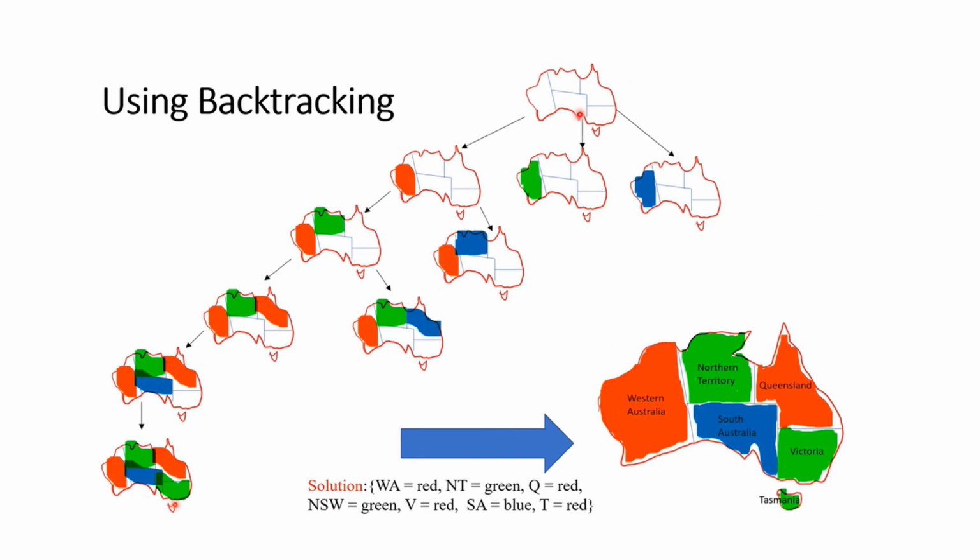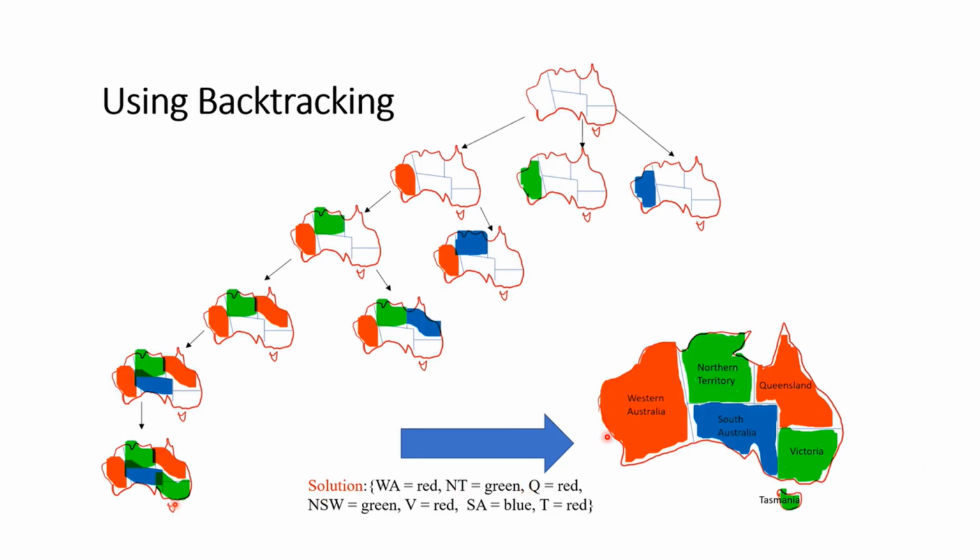Let us start from the beginning. Here there are three colors. If you are using red here, then for the next state we should use either green or blue. If it is red, then the next region can be either green or blue. If it is green, then the next region should be blue only. If it is red, then here we should use only blue. If it is blue, then here we can use only red. Like that we can backtrack the colors, and this is the final state.